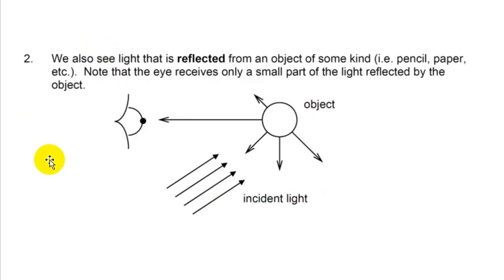Second way, we can see light by the reflection of light from objects. For example, this is incident light toward the object and it is reflected back. So we can see this reflected light, and by this reflection we can visualize other objects. Again, our eyes receive only a small part of the reflected light.